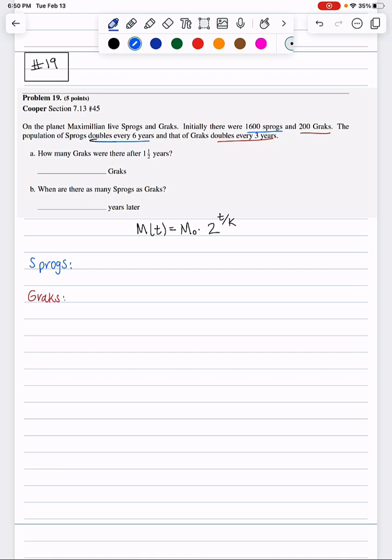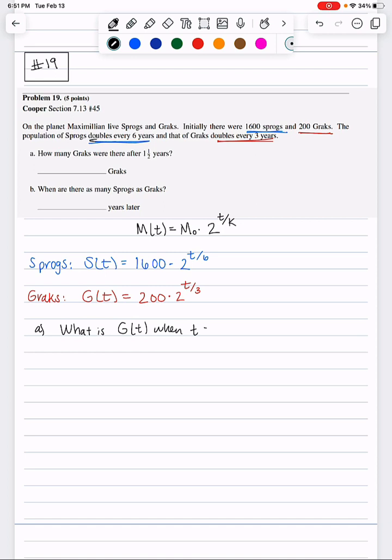Okay, so let's do S of t for Sprague. S of t is equal to, initially there were 1,600 Spragues, times 2 to the t over, and the doubling time is 6 years, so t over 6. Alright, and then Grach's, we'll call G of t. Initially there were 200, so it's 200 times 2 to the t over 3, since the doubling time is 3 years. For part A, we want to see how many Grach's there were after 1.5 years. So we want G of t when t is equal to 3/2 or 1.5.